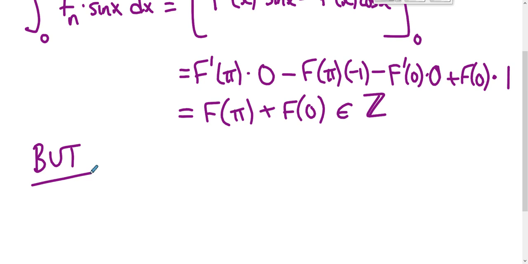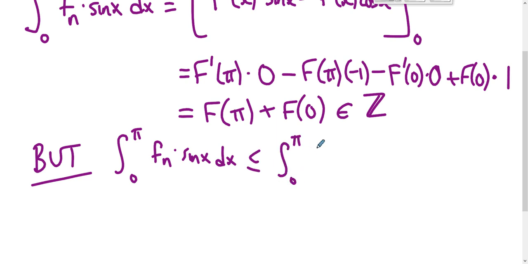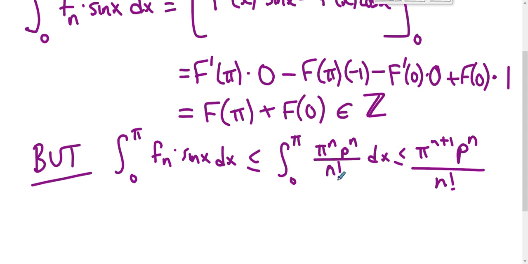But the integral from 0 to pi of f sub n sine x dx is less than or equal to the integral from 0 to pi of pi to the n times p to the n over n factorial dx, and that's less than or equal to pi to the n plus 1 times p to the n over n factorial, because remember that's a number, so we know how this goes. The integral of a number is pretty straightforward.